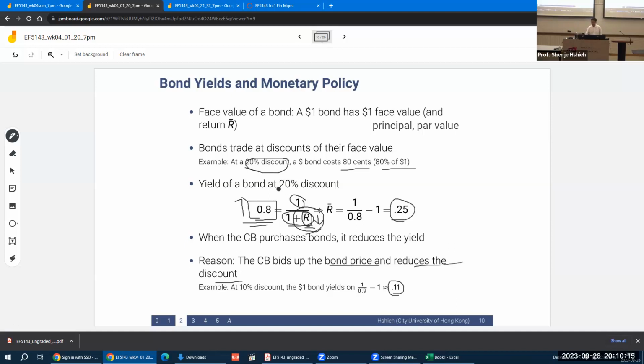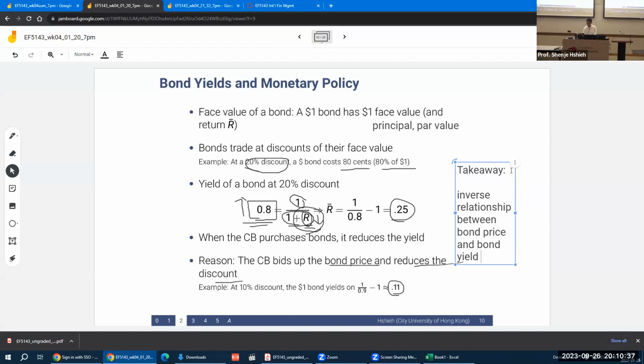So the discount refers to the price, and that's separate from, and different from, the bond yield. All right, so maybe write that down. So the takeaway: there's an inverse relationship between bond price and bond yield.